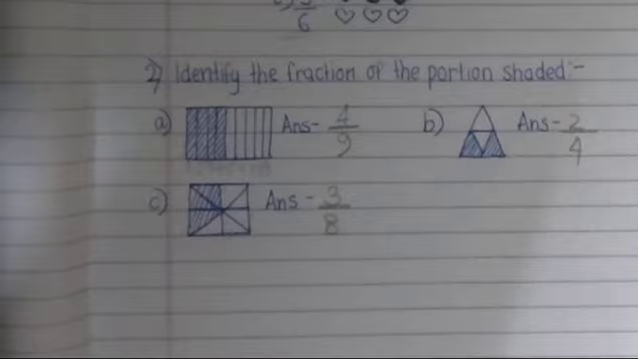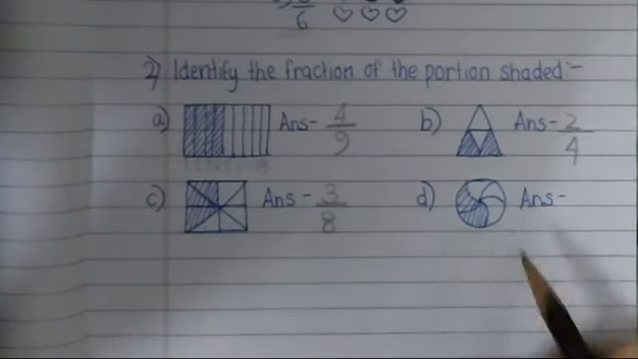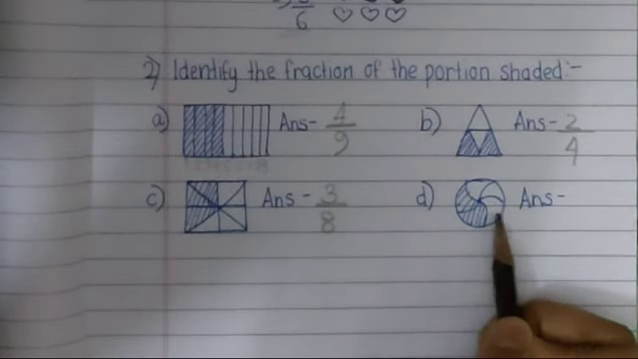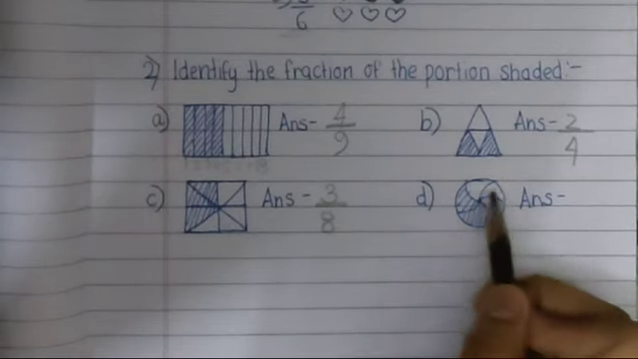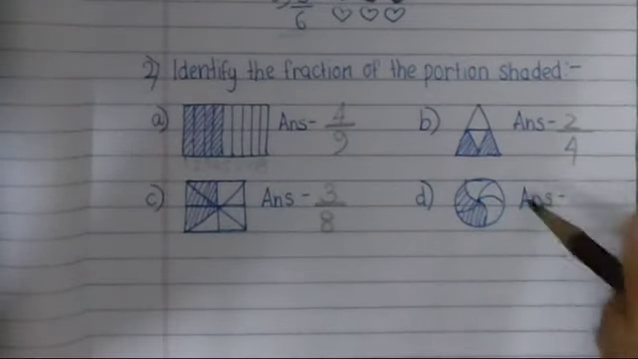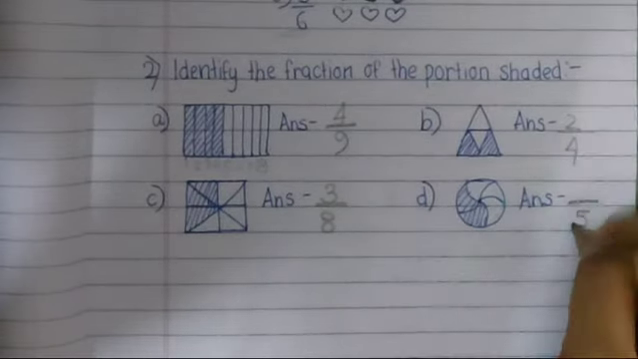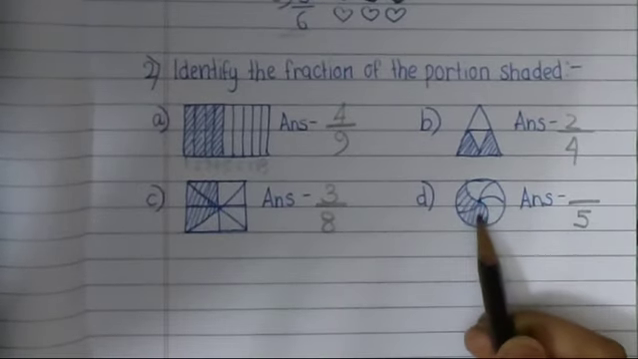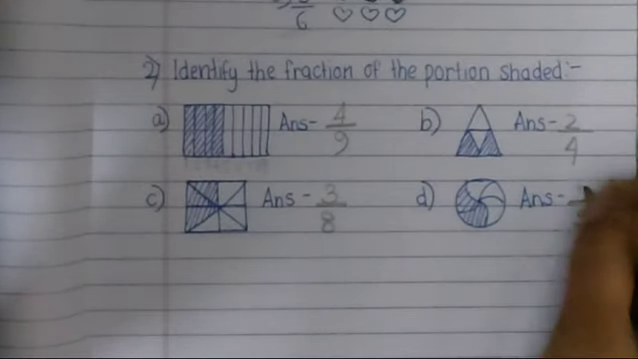Now let's move to question number D. So we can see a circle with curved boundaries. Let's count the number of parts. 1, 2, 3, 4, 5. So there are total 5 parts. As there are 5 parts, the denominator will be 5. Now let's count the shaded parts 1 and 2. There are 2 parts, that means the numerator will be 2. 2 out of 5.